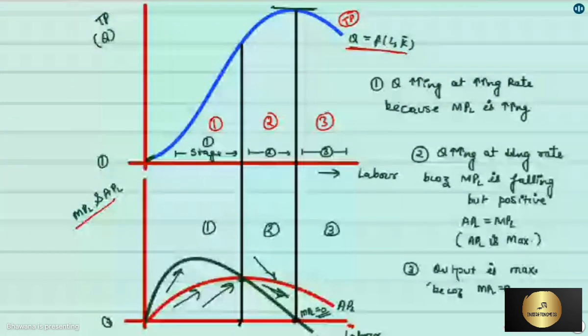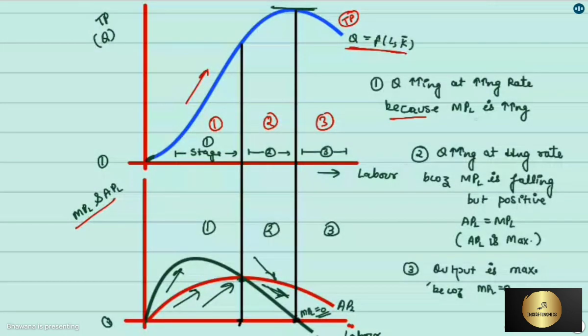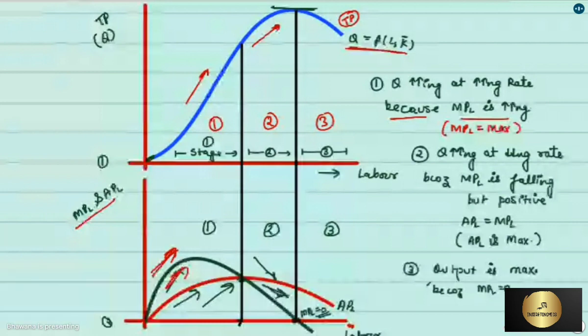Okay, so in stage 1 output is increasing at an increasing rate because your MPL is rising like this. Your MPL is upward sloping in your first stage, and it reaches its maximum in your first stage. You can write MPL is maximum in your first stage. And in second stage, output is increasing at a decreasing rate because your MPL is falling, because your MPL reaches its maximum in the first stage only.